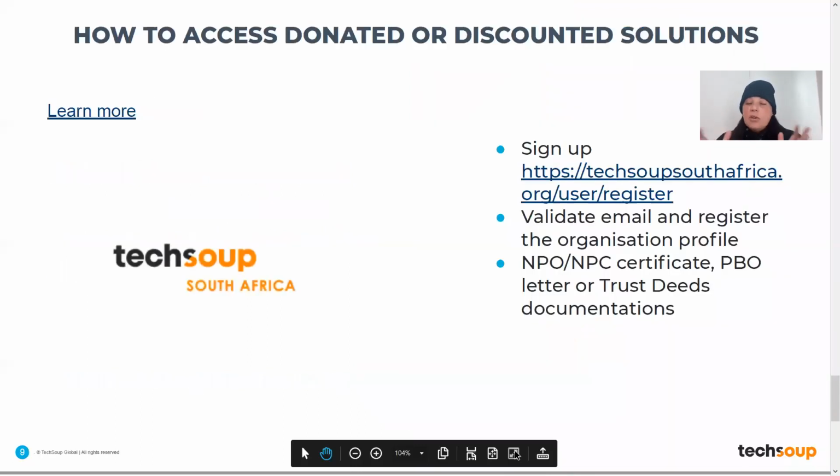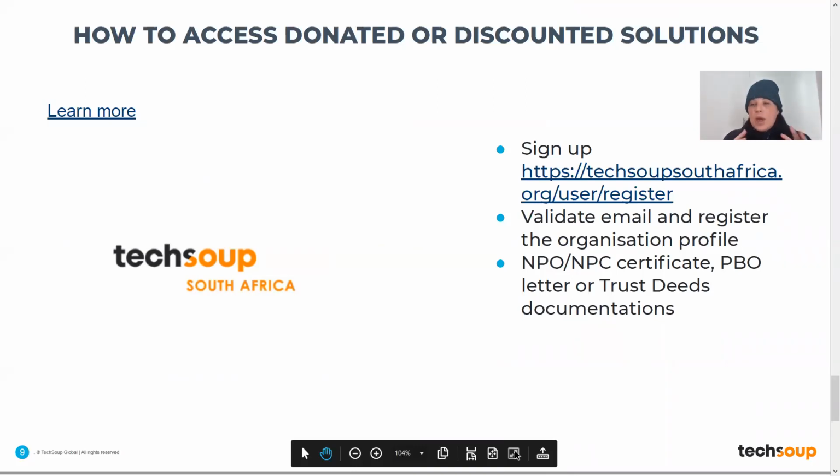So, how do you access all of these solutions that I've spoken about? Well, your first step is to make sure that your nonprofit is registered on TechSoup South Africa. If you know of any other nonprofit, or if you partner with any other nonprofit across the globe, don't direct them to TechSoup South Africa, direct them to the TechSoup house in the country. So for example, TechSoup Botswana, TechSoup Zambia, TechSoup Kenya.